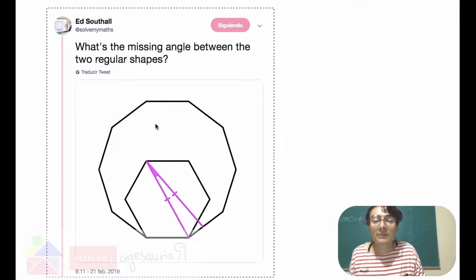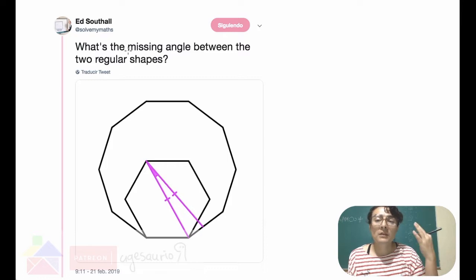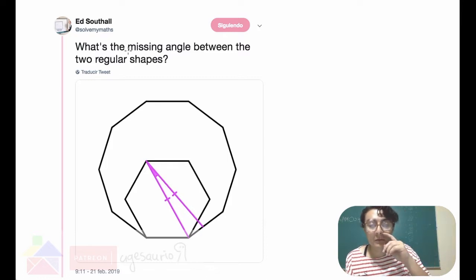So we have another one. This is from Ed again at Solve My Maths on Twitter. He puts really, really great problems. Okay, so what's the missing angle between the two regular shapes? We're looking for this one, the little shaded one.